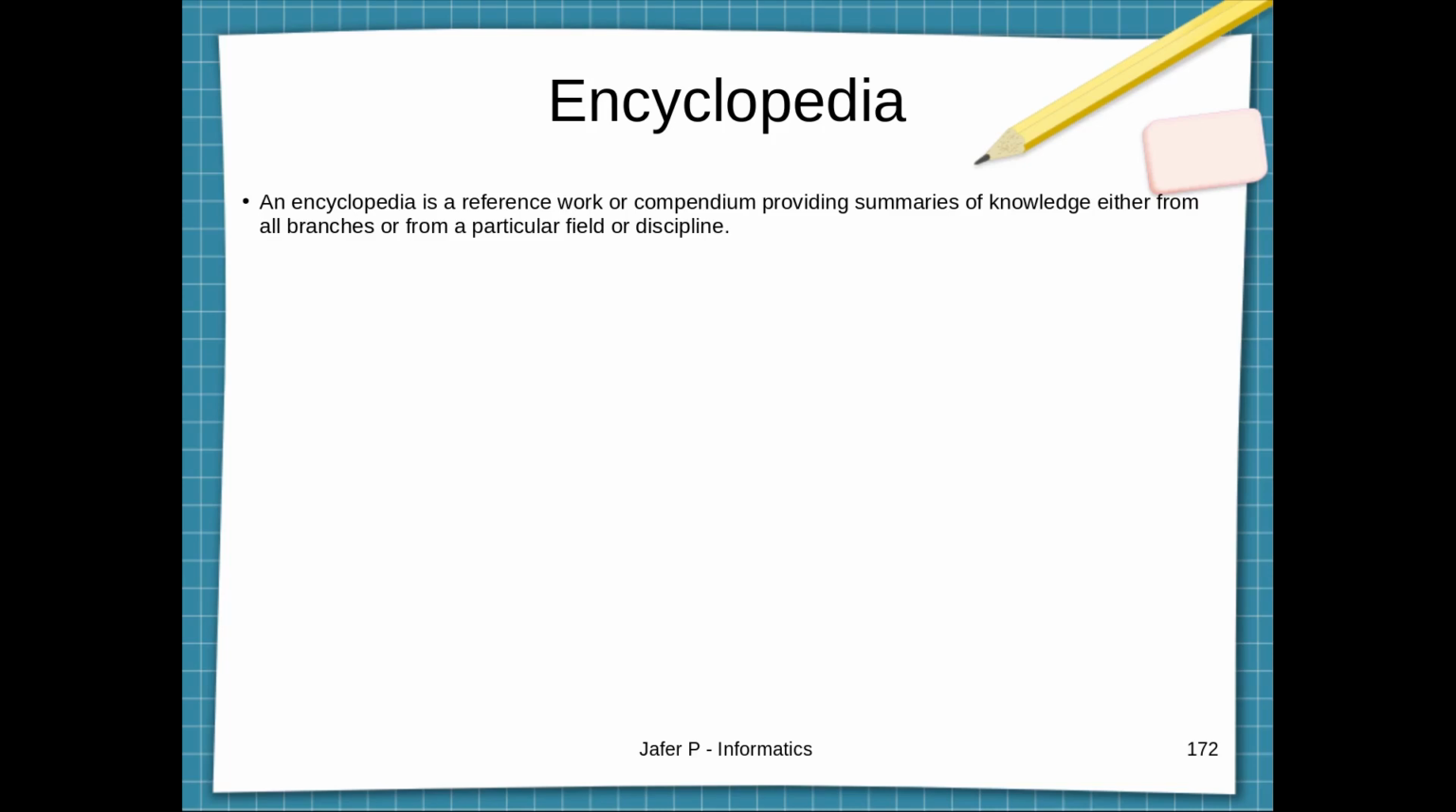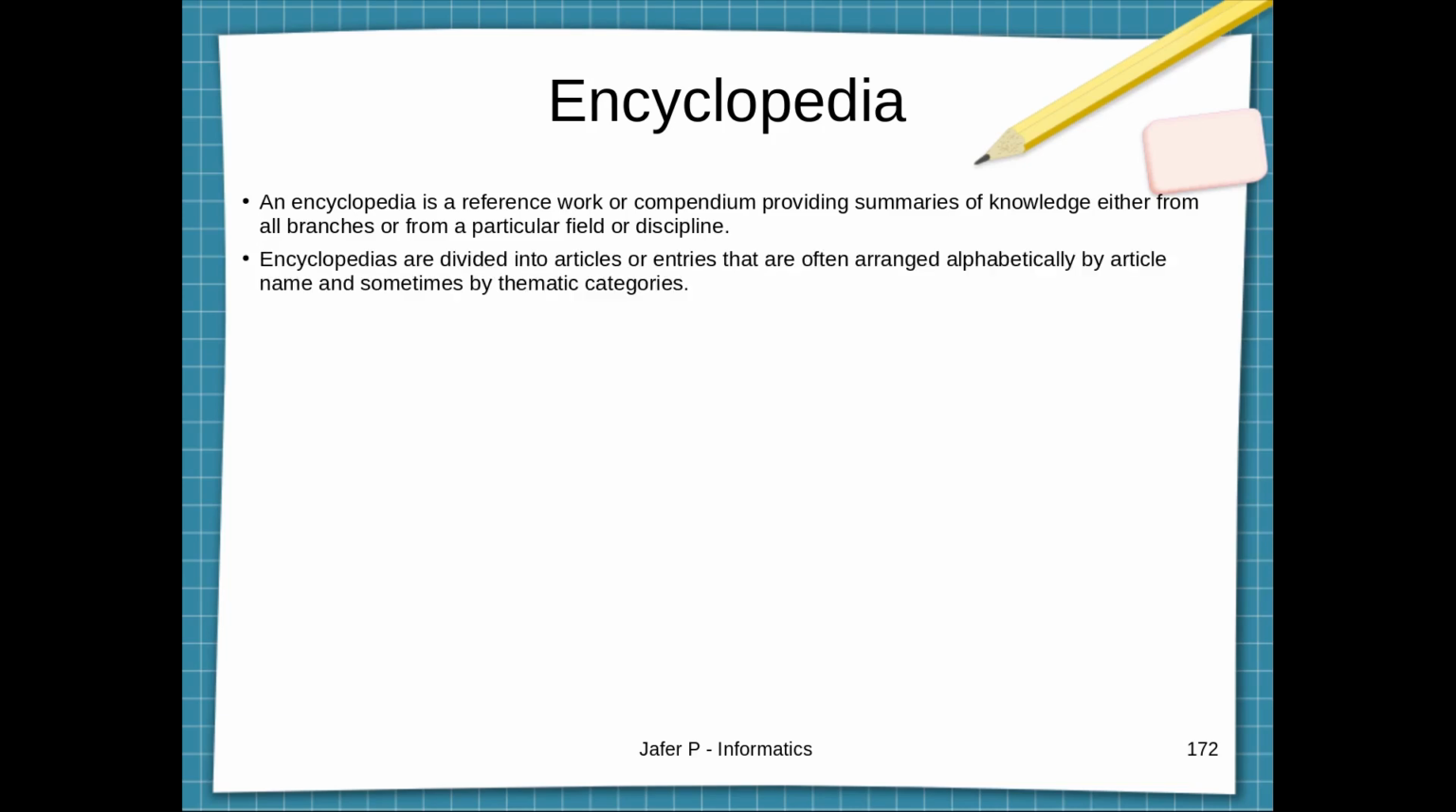Suppose you want to see information about politics, you will get the entire information about politics in an encyclopedia. Politics is a branch, right? So it's a summary of knowledge. That summary of knowledge may be from branches. You can categorize it as branches, or you can categorize it as a particular field or discipline.